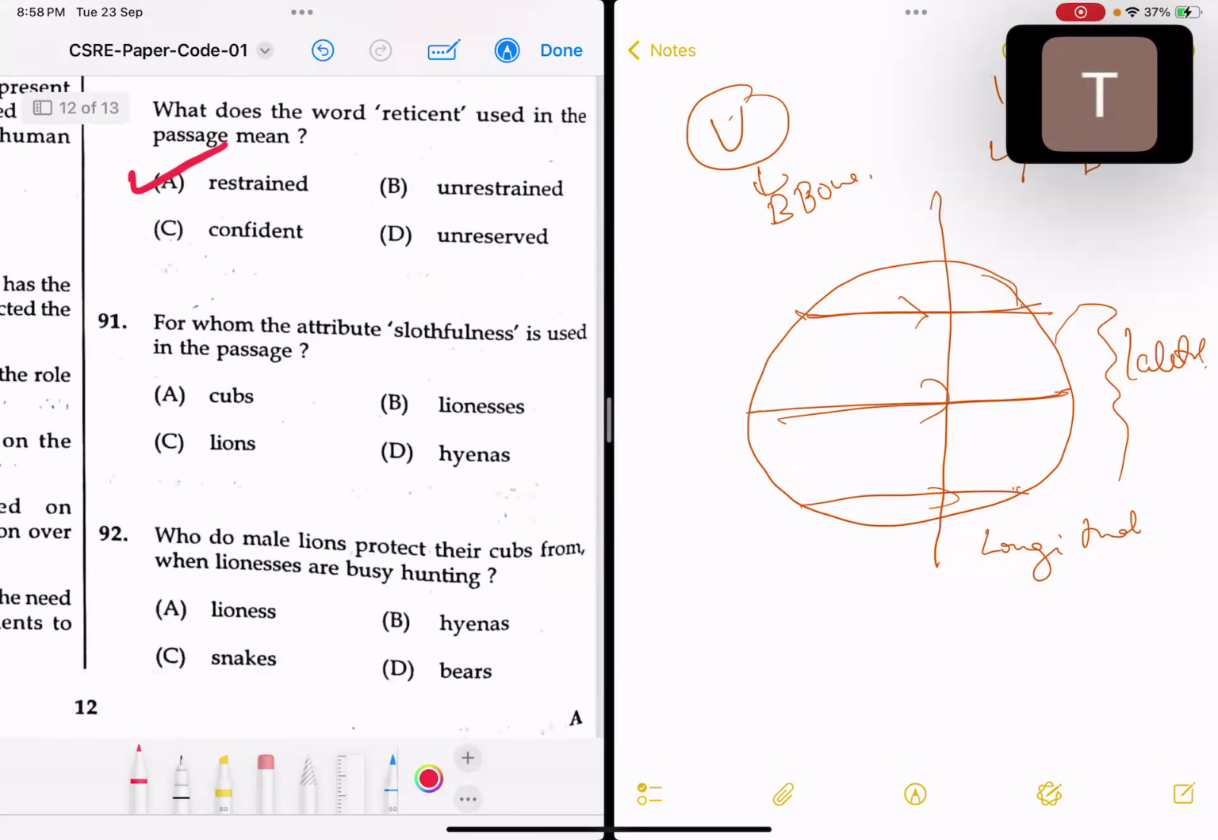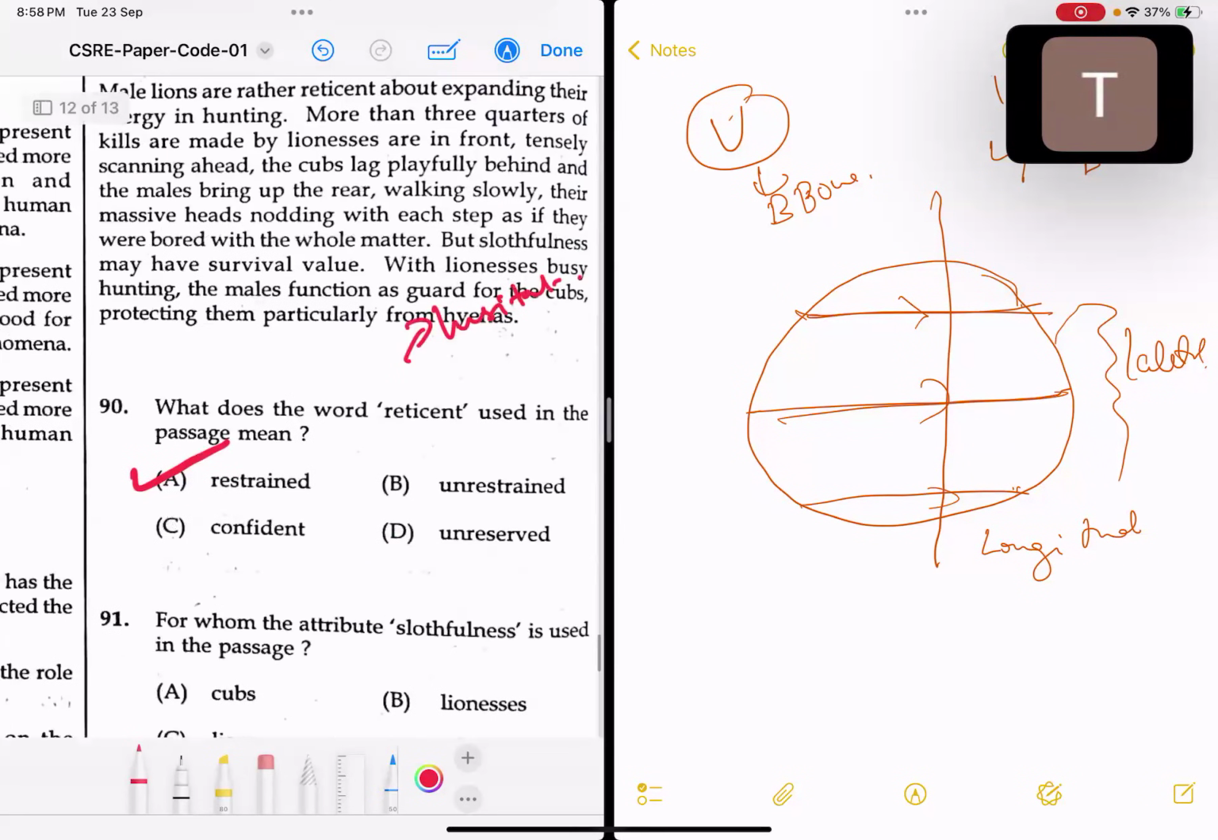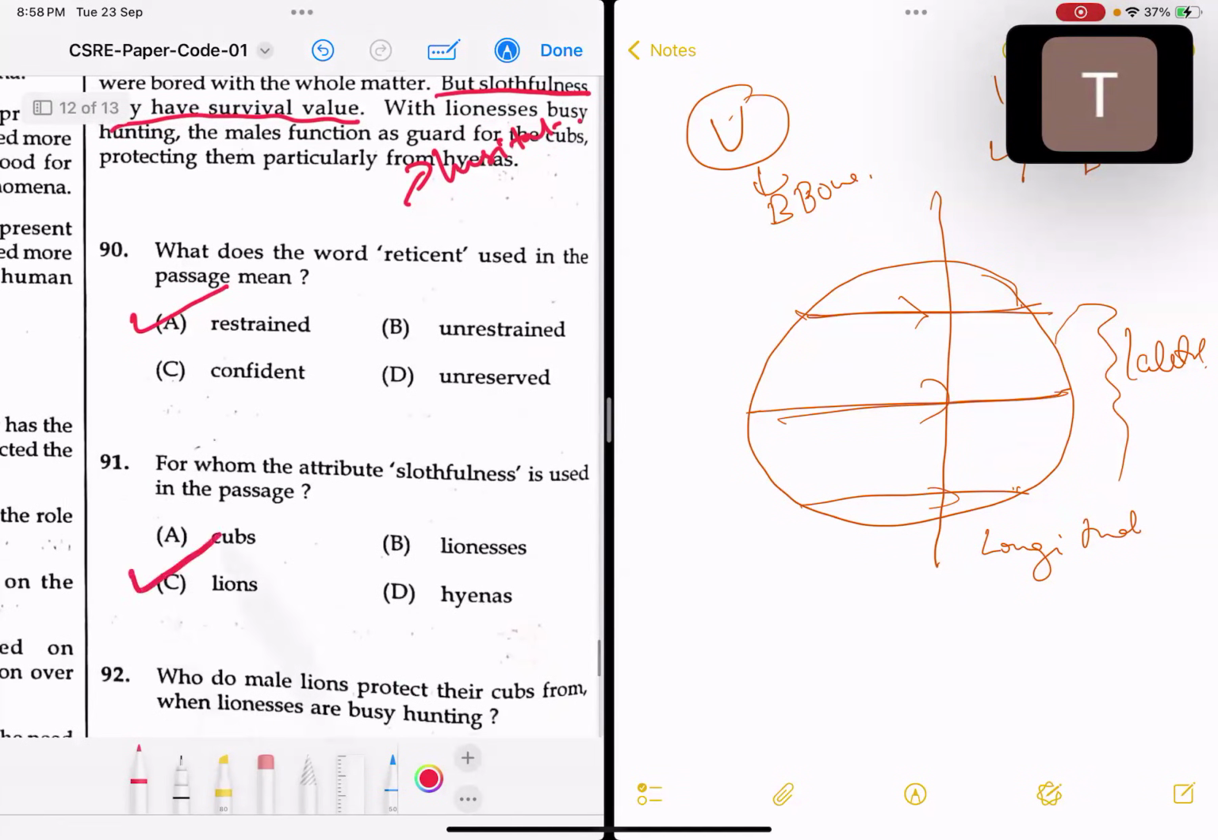Question 91. For whom is the attribute slothfulness used in the passage? Here the word slothfulness appears in "slothfulness may have its survival value." So it is used to describe the male lions, right? So it should be lions.